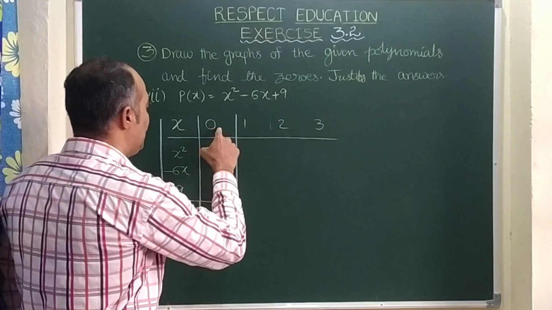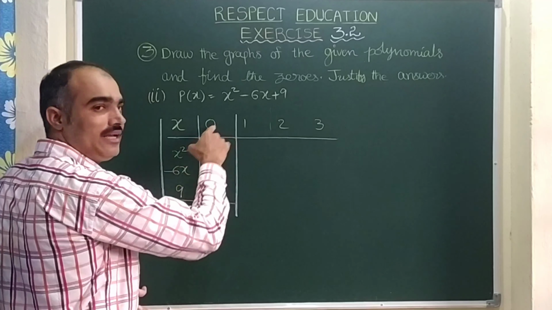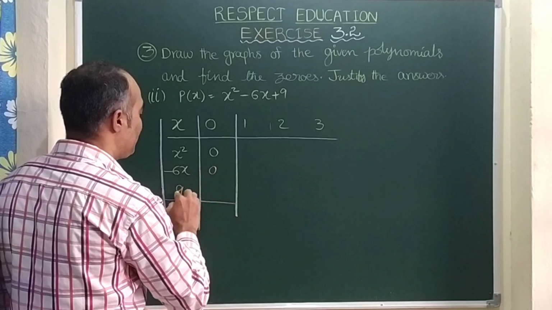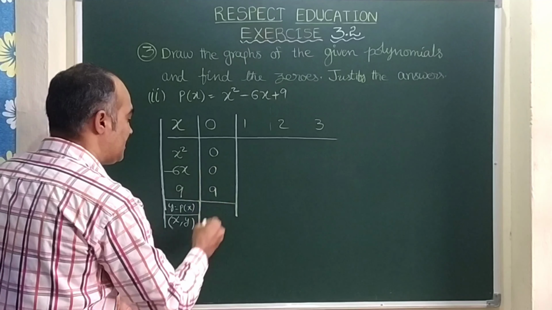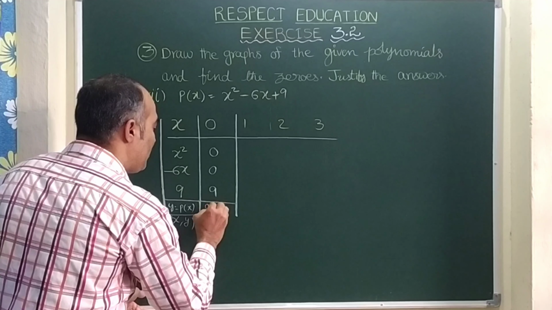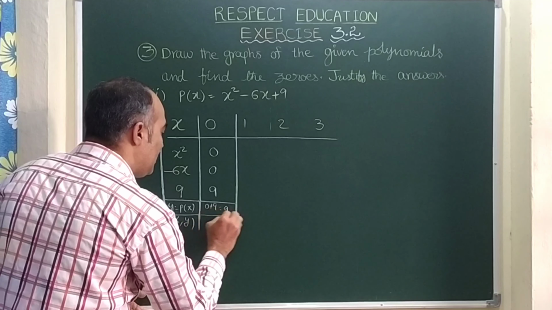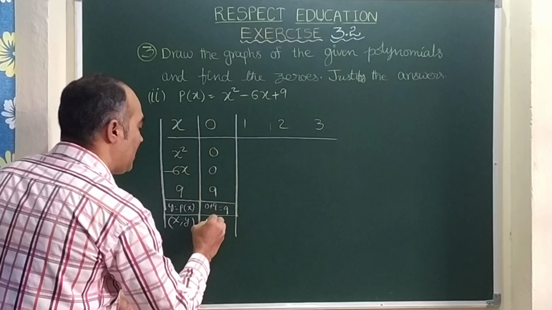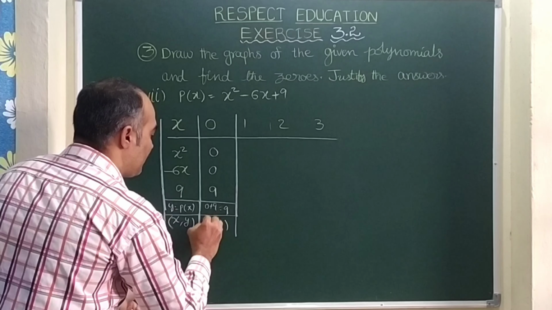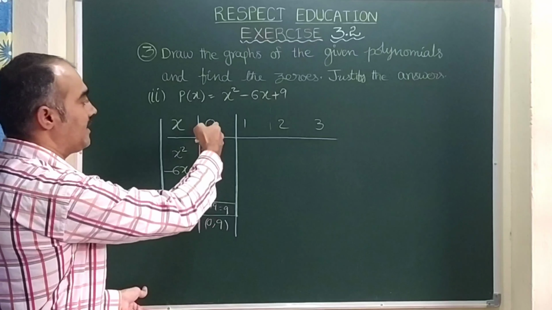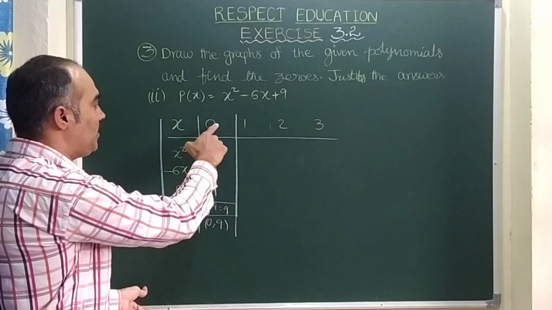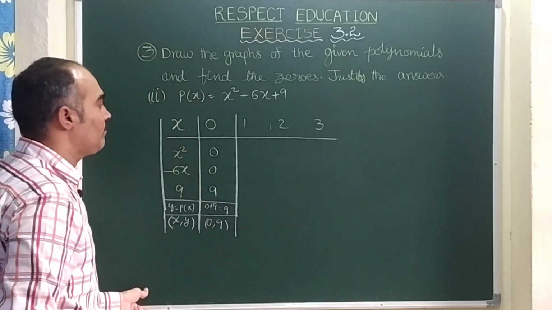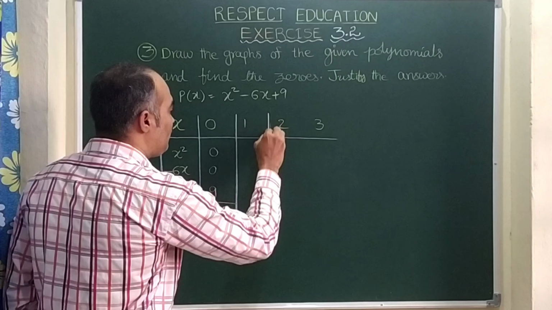0. 0 squared is 0. Minus 6 into x, minus 6 into 0 is 0. Let us write 9 as it is. Now add them. 0 plus 0 is 0, 0 plus 9 means 9. So here x comma y means 0 comma 9. See, x value is 0, corresponding y value is 9. Just simple. First row and the last row are the same here. Now let us go for the next one.